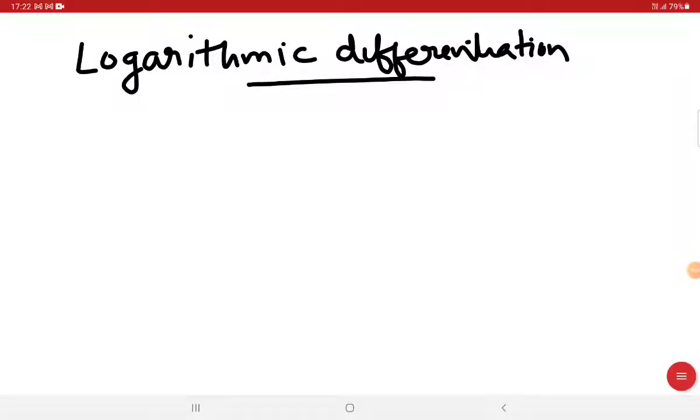Logarithmic differentiation. Let us discuss some examples. Find the derivative of a raised to x, where a is a positive constant. So, let us take first y equal to a raised to x.